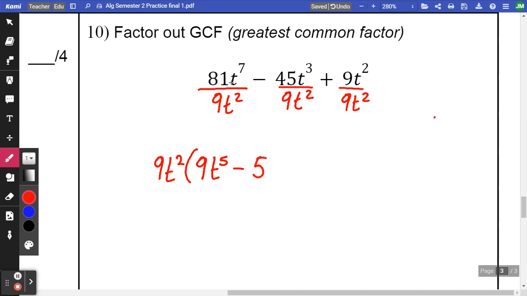Minus 45 divided by 9 is going to be 5. And then if you subtract the exponents again, 3 minus 2, we have t to the first, so just t. And then for the last one, 9 divided by 9 is equal to 1, and t squared over t squared gives t to the 0, which is 1. So you could say that these two cancel out, and we end up with the 1. So my answer is 9t squared times t to the 5th power minus 5t plus 1.